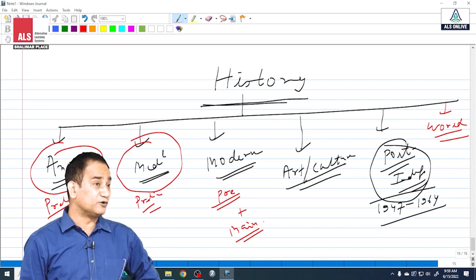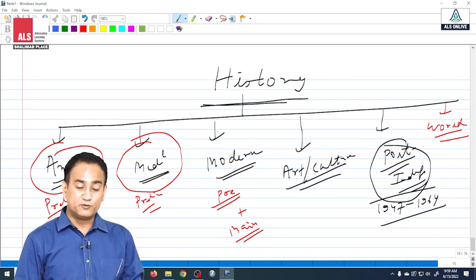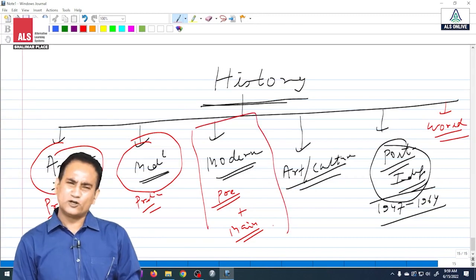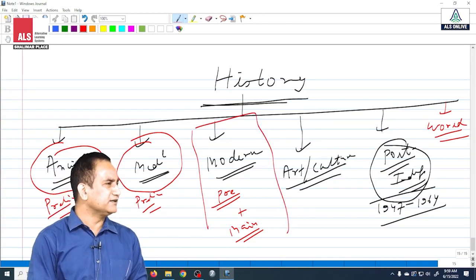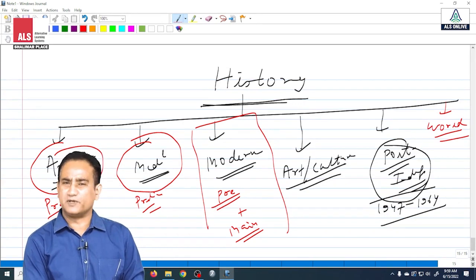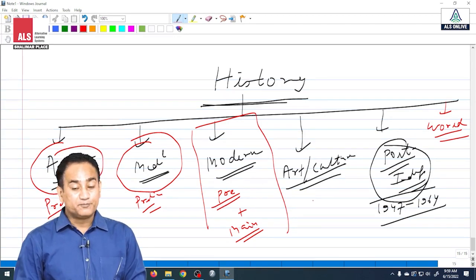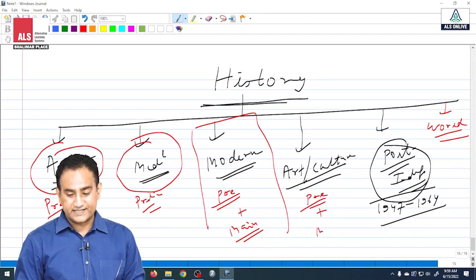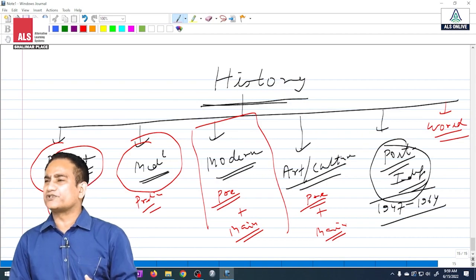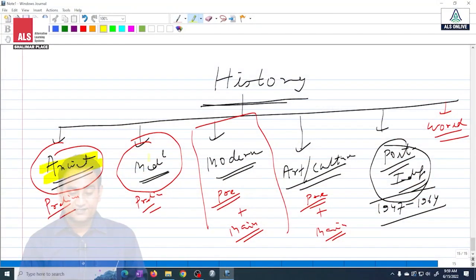Modern is for preliminary and main. Therefore, you will see most of your competitors will devote more time to modern India. And you can also devote more time to modern India, because it is important for the preliminary as well as the main examination. Then art and culture is important for preliminary and main examination, but the nature of art and culture questions is more fact-based. So the approach to art and culture is generally preliminary specific, but this can be asked in the main examination. So for our preliminary examination, you have to focus on ancient, medieval, modern and art and culture.